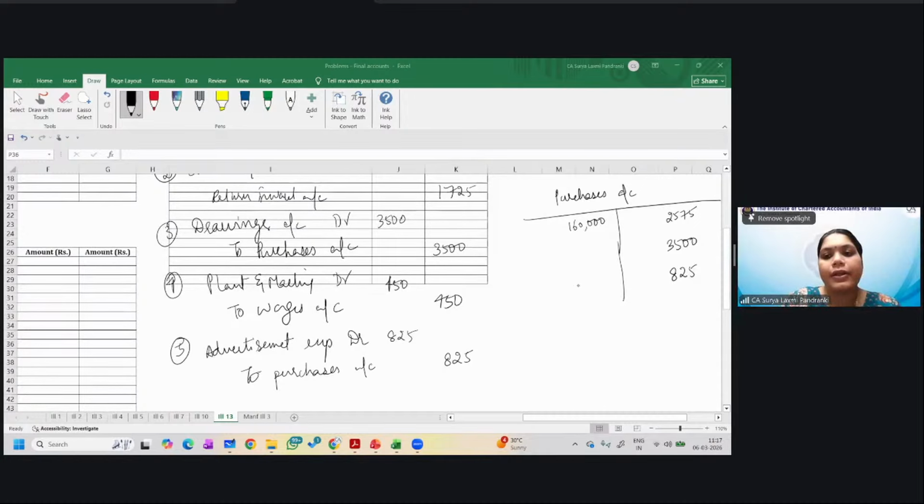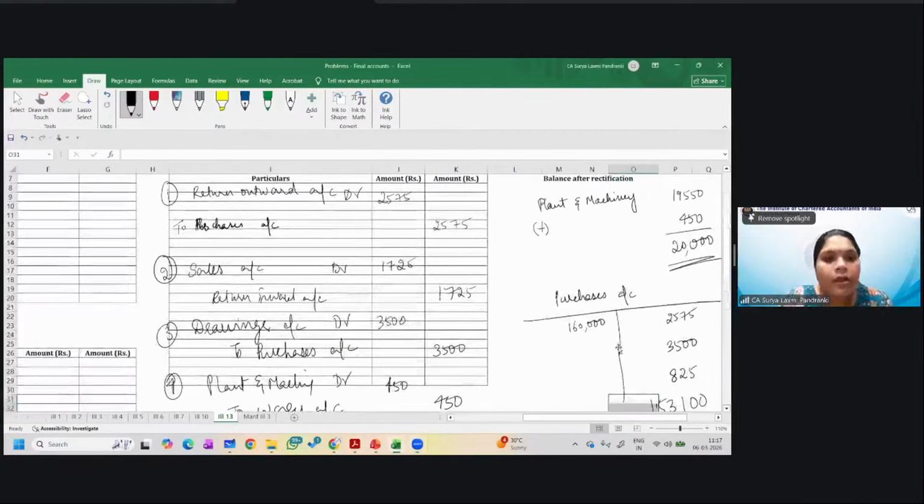All these are deducted, and then just tell me the balance. Okay, then it is 153,100. Got it. Since most of you gave this answer, I'm taking this 153,100. Done. So the purchases account is also done. What else do we have? Written outward and written inward balances are also there.